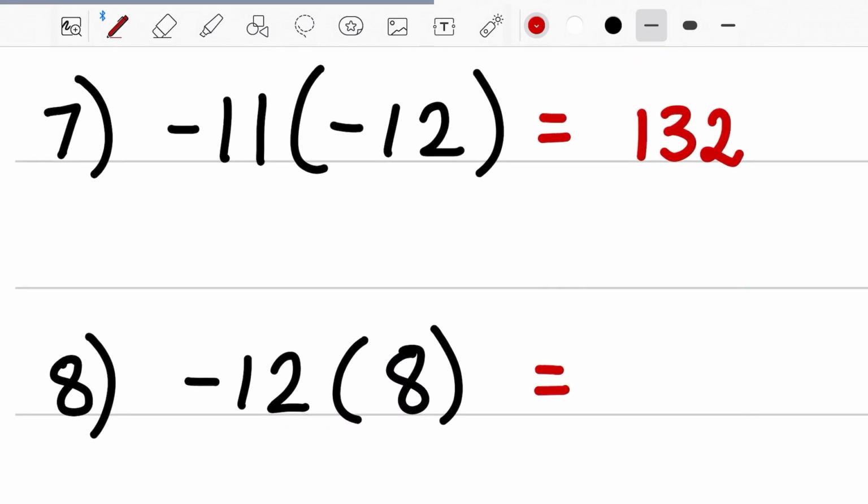Question 8, we have minus 12 times 8. So 12 times 8 is 96. Minus 12 is negative, 8 is positive, which means the signs are different, which means your answer is going to be negative.